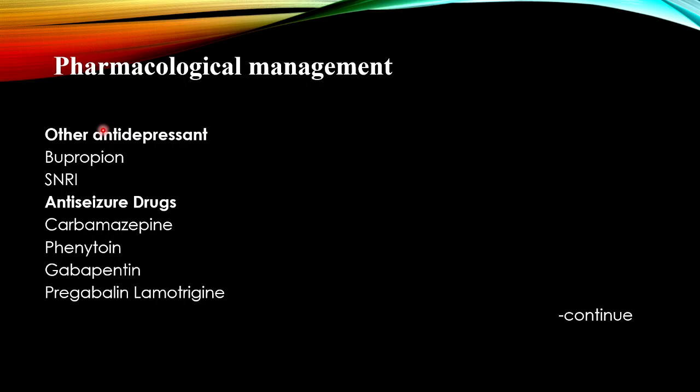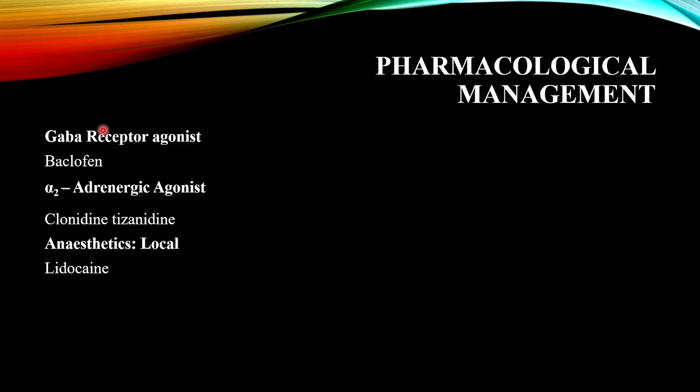Then GABA receptor agonist, which is baclofen. Baclofen can interfere with the transmission of nociceptive impulses and is used for muscle spasm and neuropathic pain. This is the mode of action of baclofen. Then alpha-2 adrenergic agonist, which is clonidine, acts on central inhibitory alpha adrenergic receptors. Then anesthetics, local lidocaine.